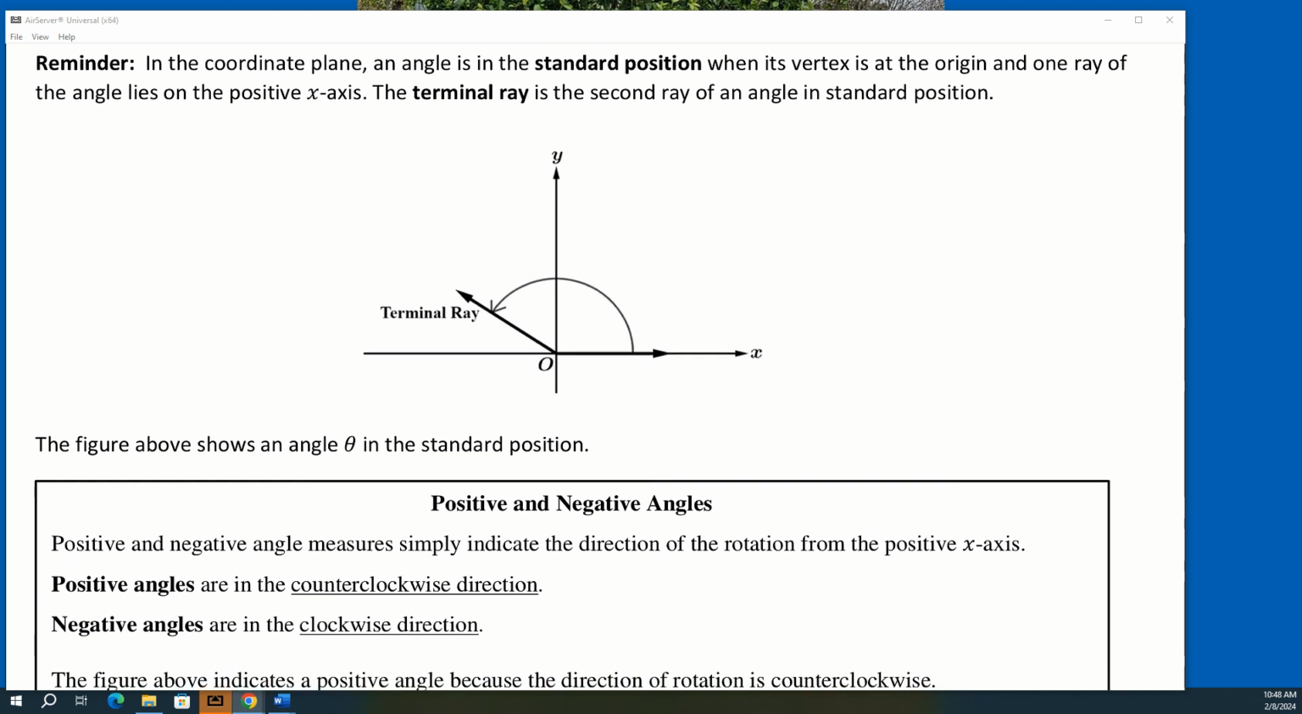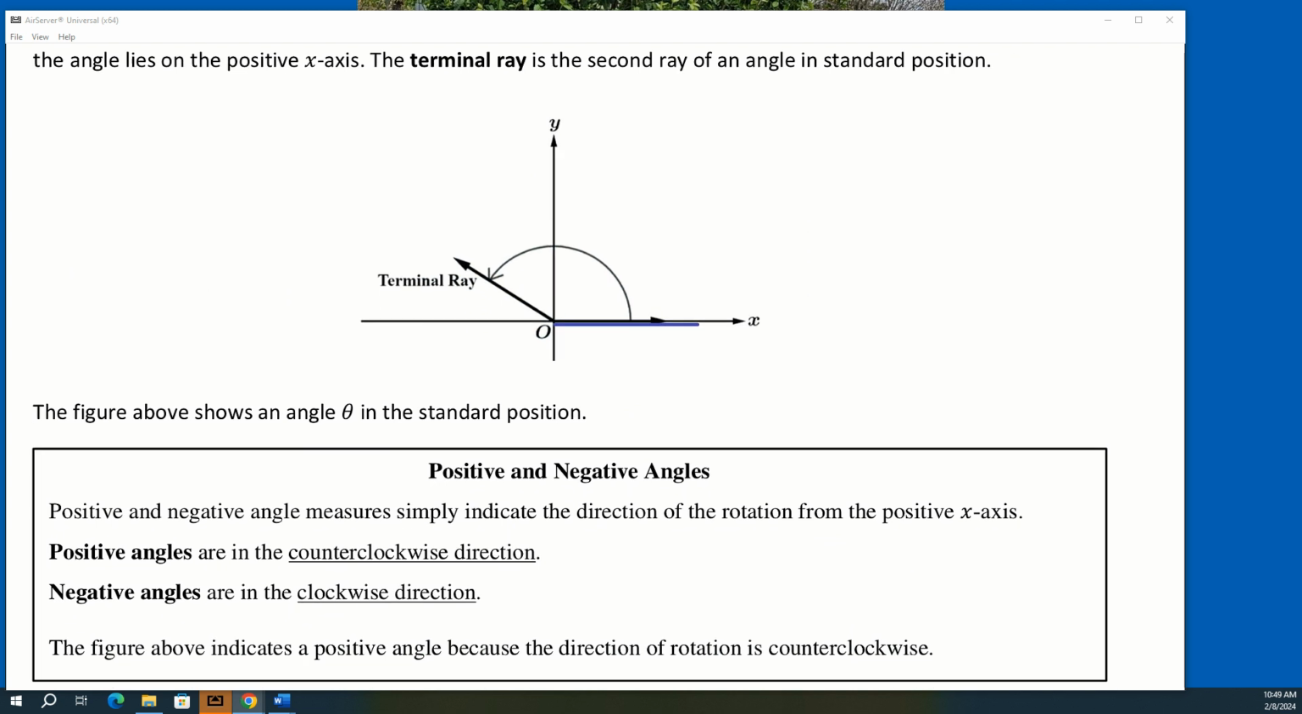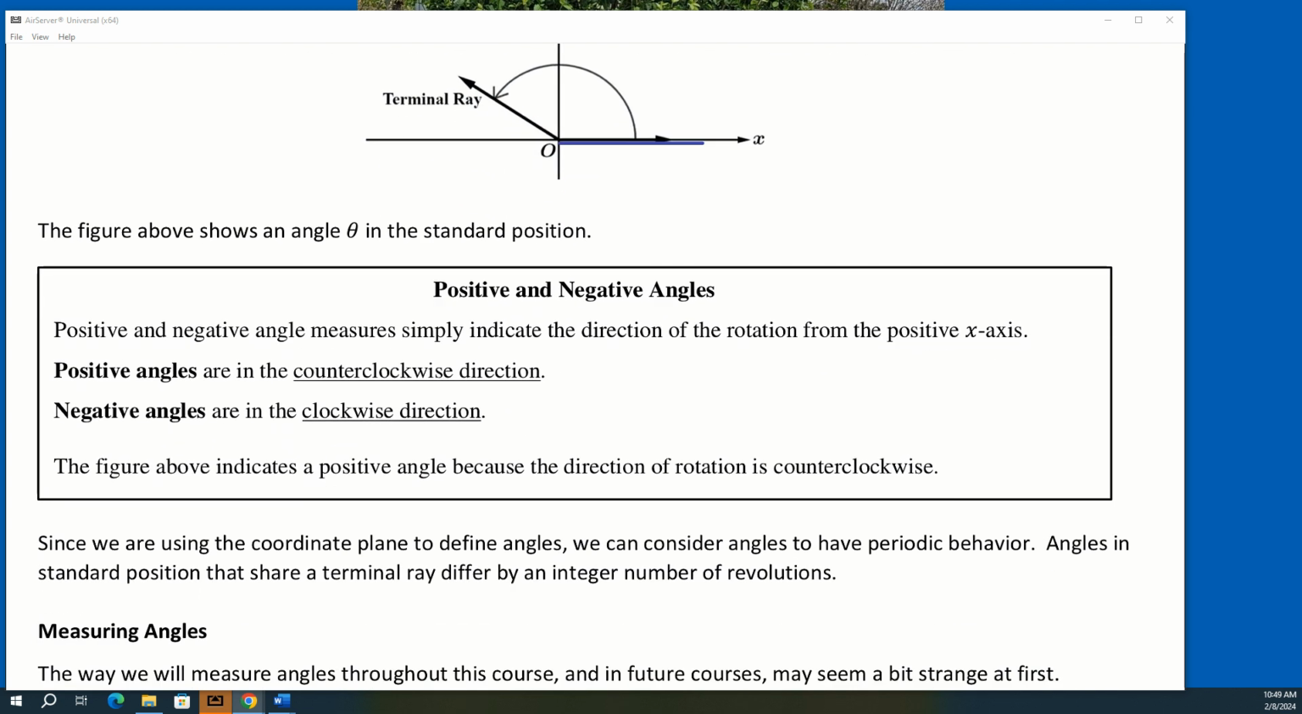So just a refresher from yesterday, we're thinking about angles as rotating a ray that begins at the positive x-axis and then rotates around. This rotation direction is a positive angle. We can also have negative angles that rotate in the other direction, the clockwise direction. I don't think we talked about that yesterday. So the direction of rotation could be positive or negative.